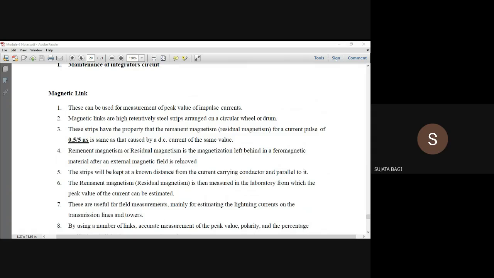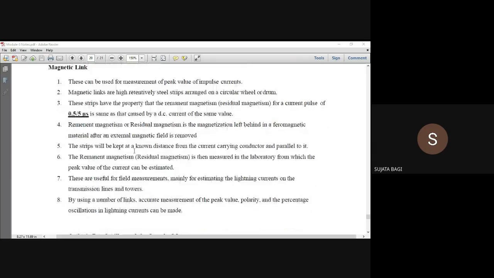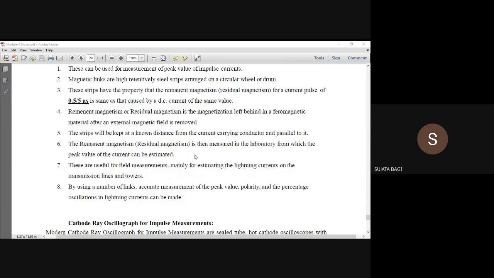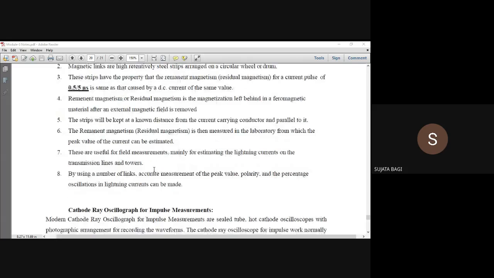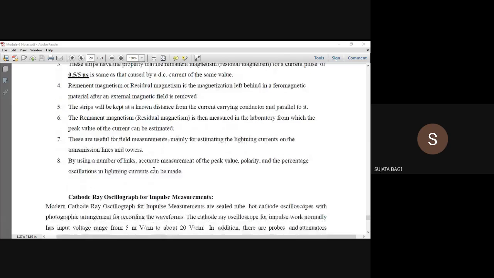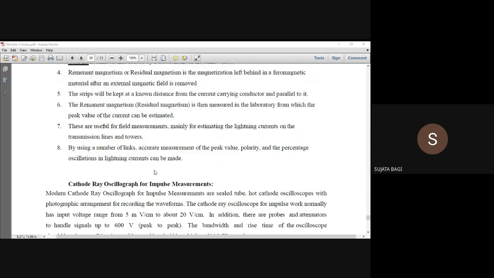The magnetization takes place in the ferromagnetic material we are using here, and the strips are kept at a known distance from the current carrying conductor. They are then measured in the laboratory and the peak value of the current can be estimated. These are useful for field measurements and for estimating lightning current also. Accurate measurement can be done by using a number of links connected in series or parallel. So these are the magnetic links.